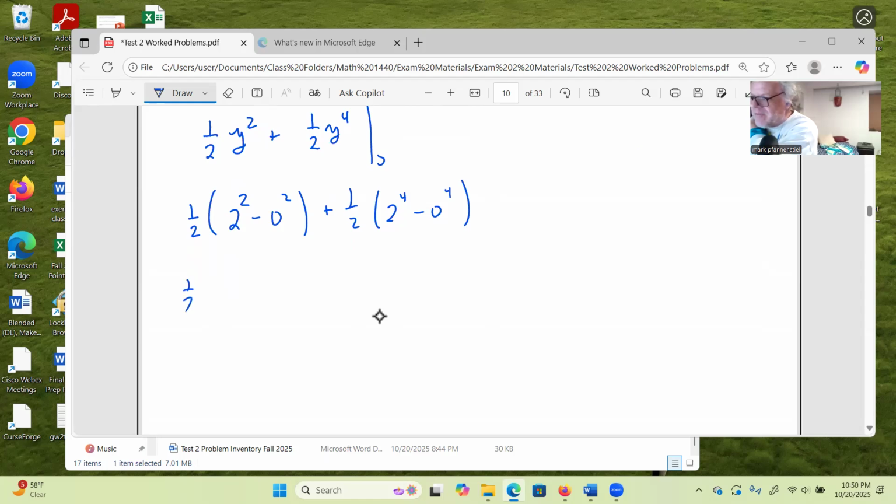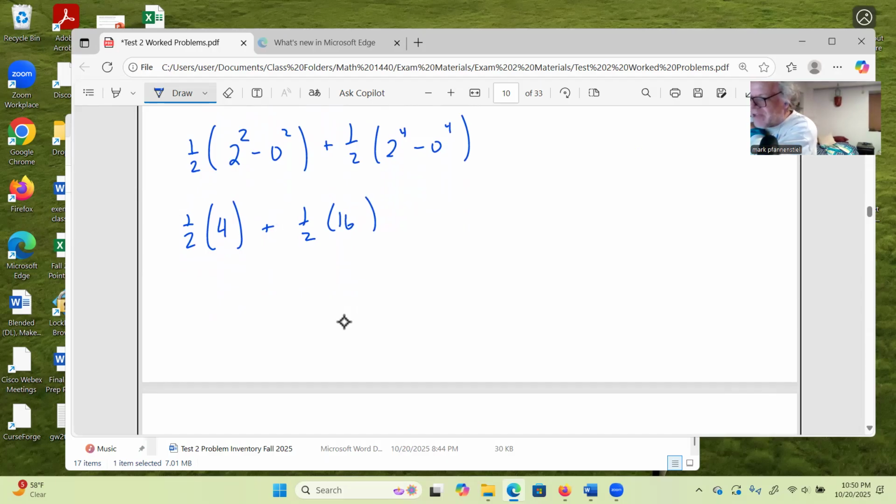So we have 1 half, and 2² is 4 minus 0, so it's just going to be 4. Plus 1 half, 2 to the fourth power. Well, 2 to the third was 8, so 2 times 8 is going to be 16. So we have 16 here minus 0. So we have 1 half times 4, which is 2, plus 1 half times 16, which is 8. And we get an answer of 10.